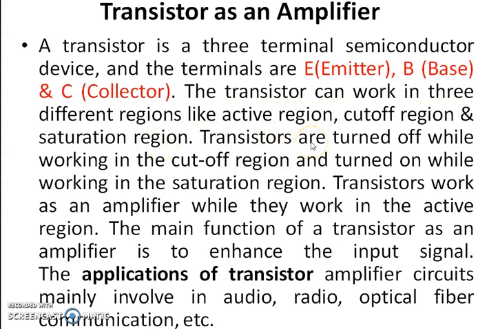Transistors are turned off in the cutoff region, and transistors are turned on while working in the saturation region. Transistors work as amplifiers while they work in the active region. The main function of a transistor as an amplifier is to enhance the input signal. The applications of transistor amplifier circuits mainly involve audio, radio, optical fiber communication, etc.